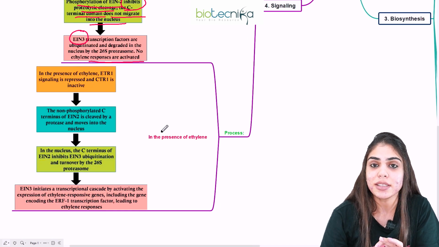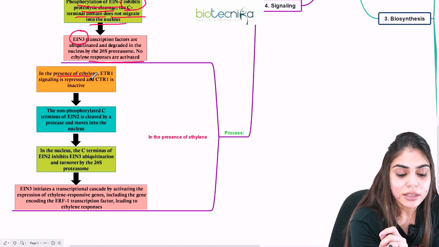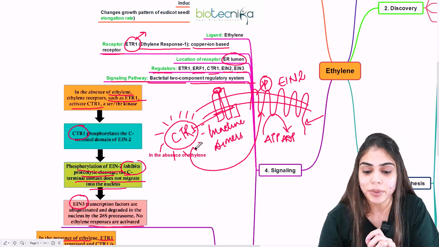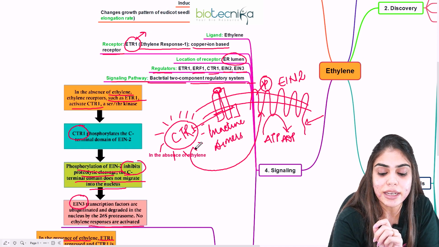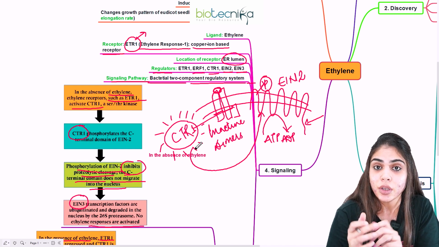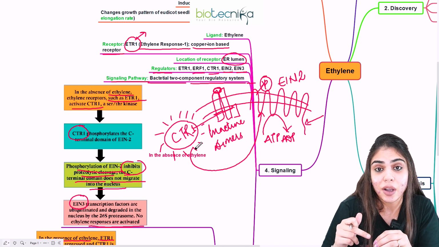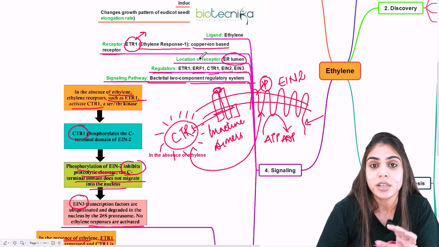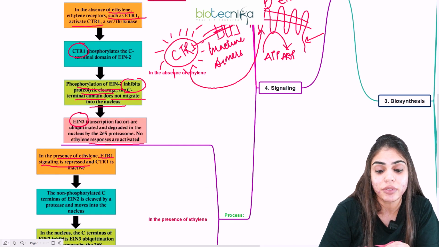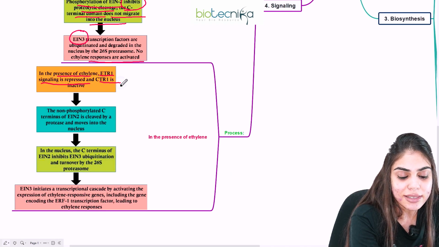But what happens if the ethylene hormone is present? Again, in the presence of ethylene, this ETR1 signaling is repressed. Why is this signaling repressed? Because this CTR domain was active in the absence of ethylene. Now ethylene is present, the CTR domain is inactive because the receptors are repressed. They will not activate the cytoplasmic domain, that is CTR1, which is called constitutive triple response. So now CTR1 is inactive.